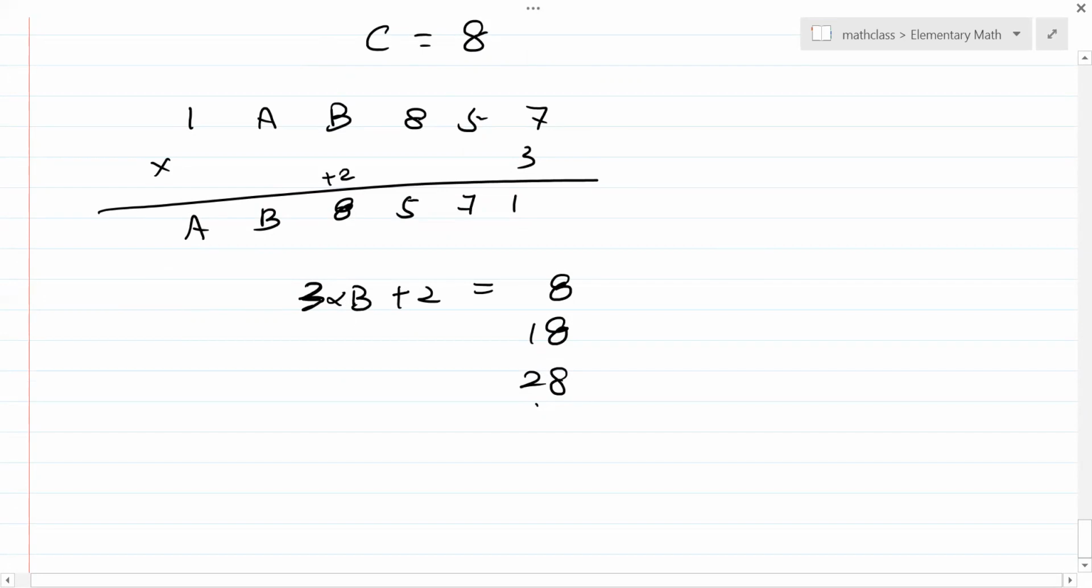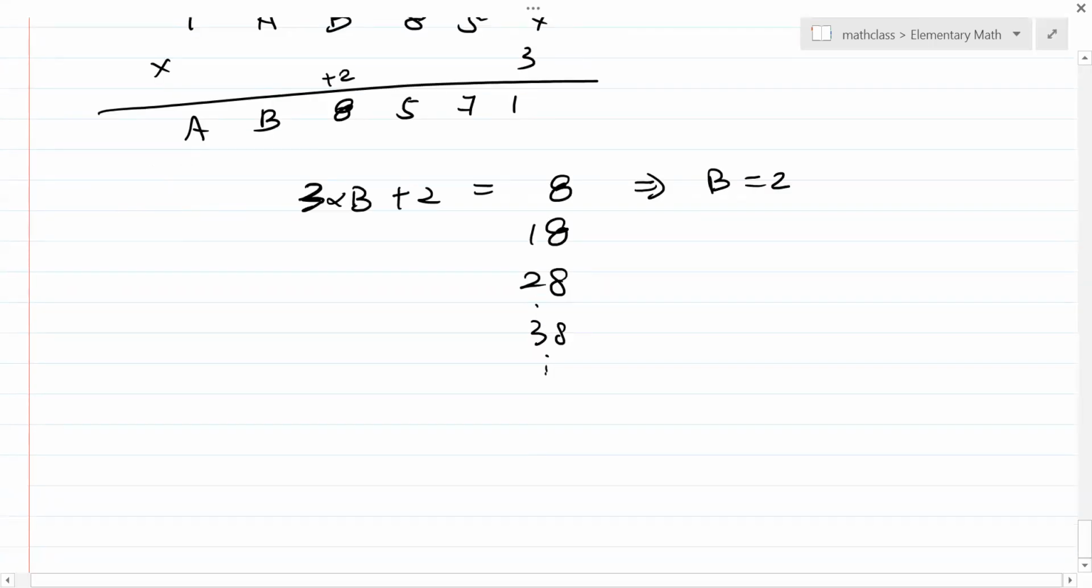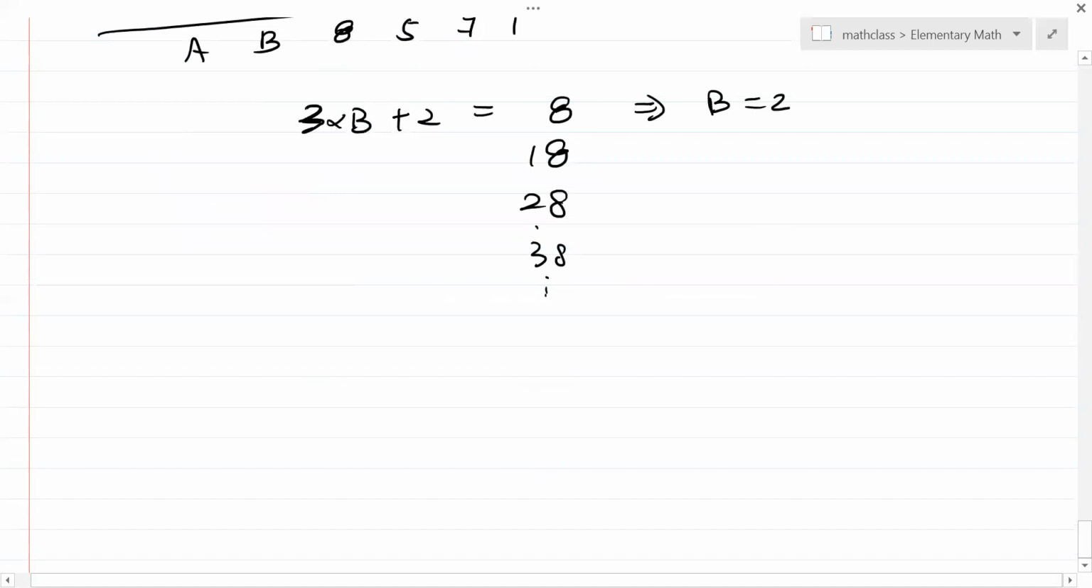I think try the first one. In the first case, B should be equal to 2. The second case is impossible because 3 times B should be 16, or 26. They're all impossible. So the only solution is B is 2.